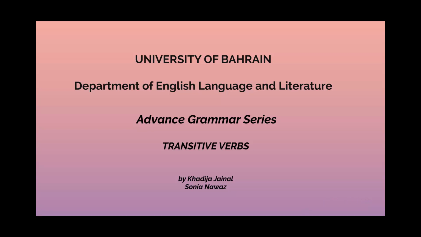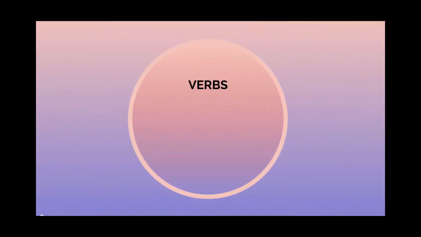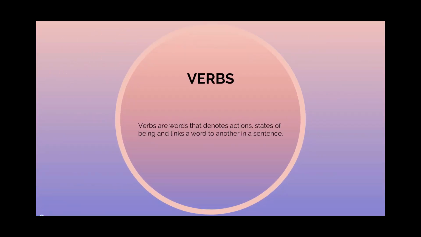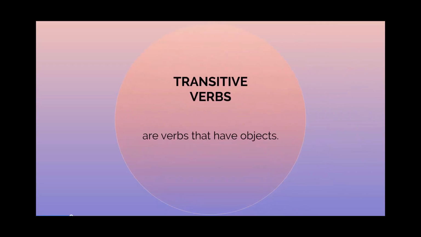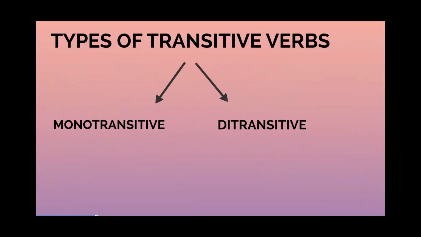Today we shall talk about transitive verbs, which are a type of verb. But before we talk about transitive verbs, let's take a quick look at what verbs are. Verbs are words that denote actions, states of being, or link a word to another word in a sentence. Now, transitive verbs are verbs that have objects. So, what are objects? We'll find out in a bit.